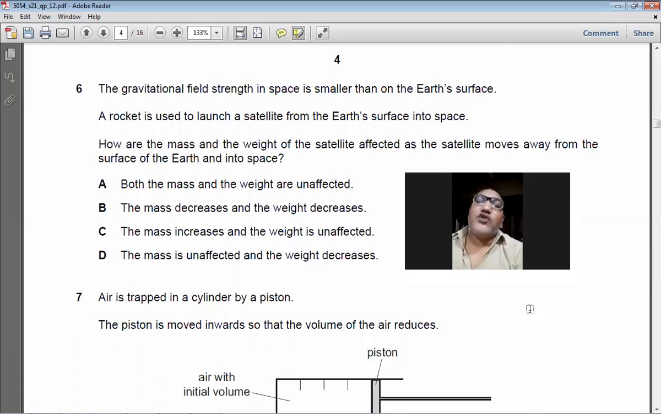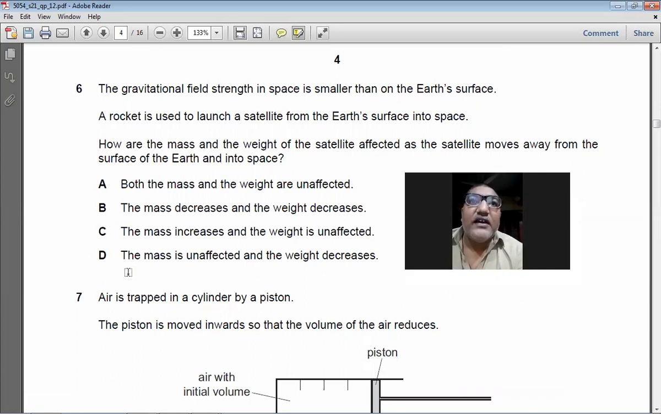So you see, when you go into space, the mass will not be affected. The mass does not depend upon the location, so the mass will remain unaffected. But the weight depends upon the gravity. So as you move away from the Earth, the force of gravity acting on that satellite will decrease. So the weight will decrease. Mass will be unaffected, but the weight will decrease.